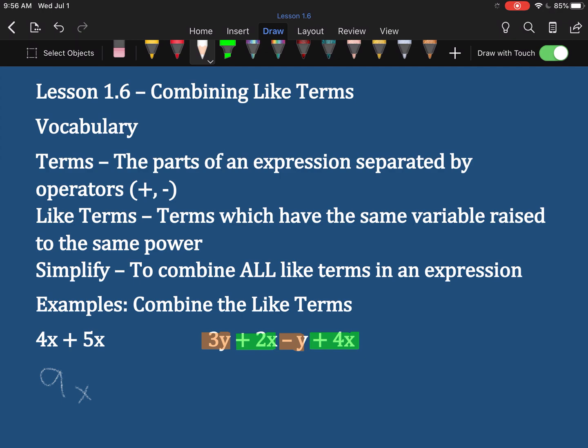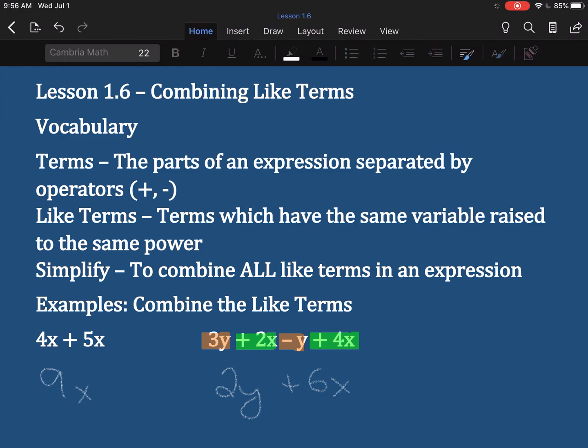So for the y stuff, I have 3 of these y's, and then I'm losing one of them later. If I have 3 of a thing and I lose one of the thing, I have 2 of the thing left. So I have 2 y's. For the x's, I start off with 2 of them, and then later on I pick up 4 more. So if I have 2 of something and then I pick up 4 more of the same thing, I actually have 6 of the thing. So simplified, like terms combined, that is 2y plus 6x.